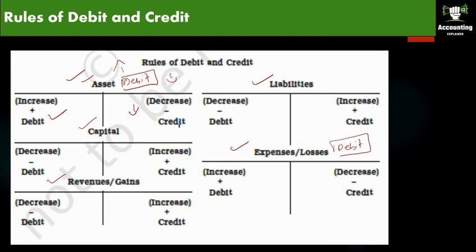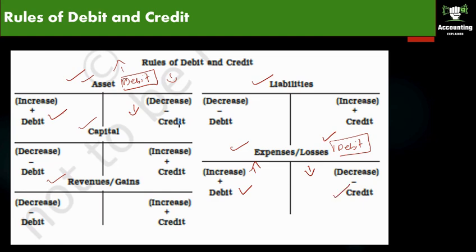Okay. When you are going to decrease, similarly, when you are going to increase the expenses, then you are going to increase the debit. So it has to be debited. When you are going to decrease expenses or losses, you are going to do the opposite of debit. What is the opposite of debit? That is, it has to be credited.